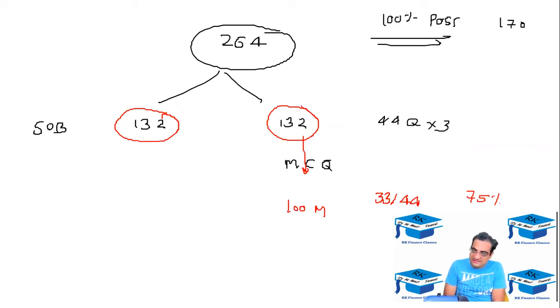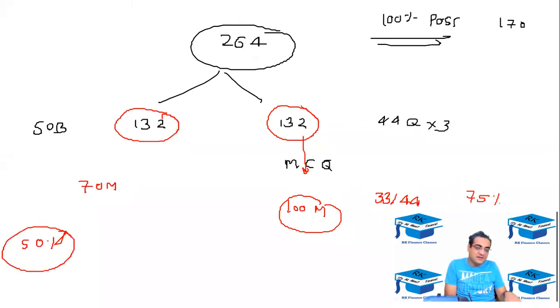So for that, focus on MCQ. Don't just focus on the morning question. If you get 100 over here, getting 70 over here is going to be very, very easy. 70 over here is just around 50-55%. Now you may say, sir, why is the target so low there?